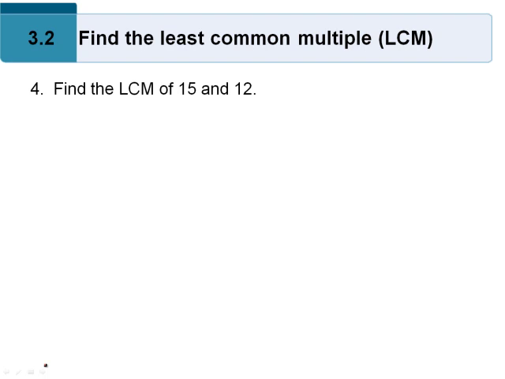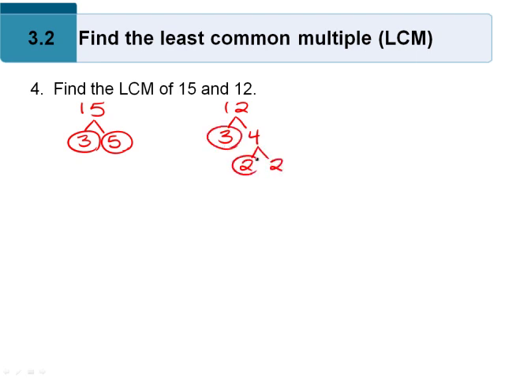Okay? All right, so find the LCM of 15 and 12. So once again, start with prime factorization of 15 and 12. 15 is 3 times 5. Those are both prime. 12, I'm going to use 3 and 4. 3 is prime. 4 would be 2 and 2. And those are prime. Okay, so 15, I have 3 times 5. 12, I've got 2 times 2 times 3.